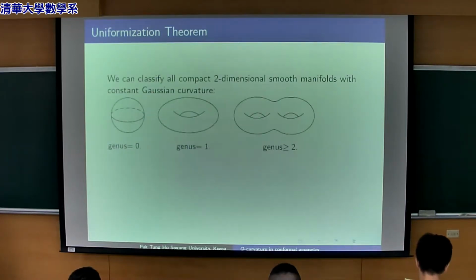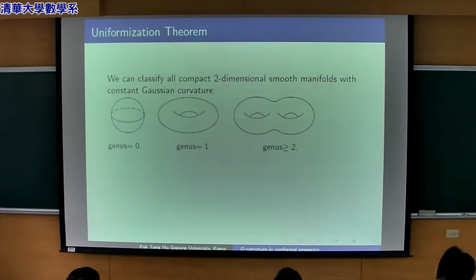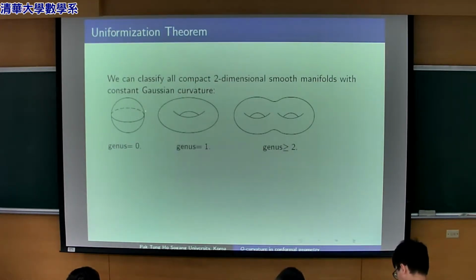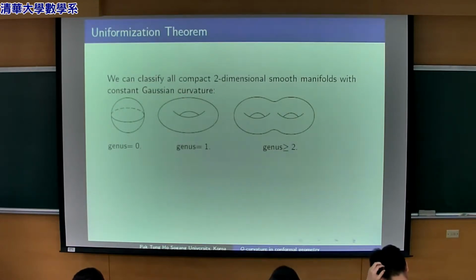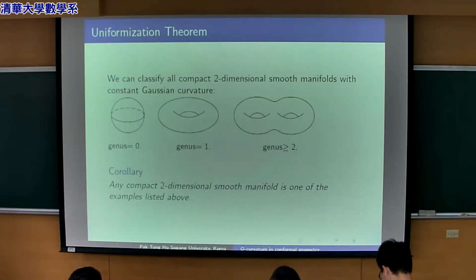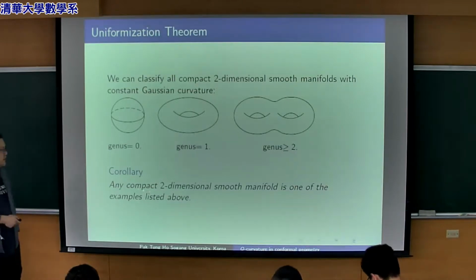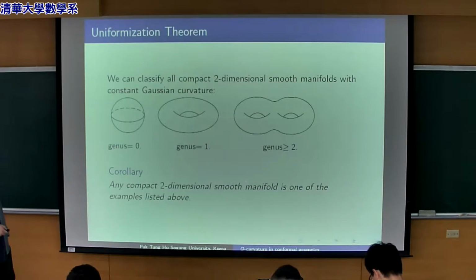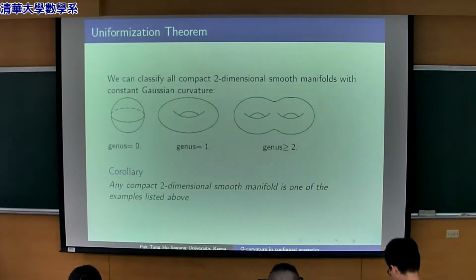And in fact, the consequence of uniformization is this. We can classify all compact surfaces, two-dimensional manifolds, when the Gaussian curvature is constant. We know that if the genus is 0, then this is the sphere. If the genus is 1, then this is the torus. And this is the high genus case. So one of the corollaries of the previous theorem is that any compact two-dimensional manifold is one of these, according to its genus.